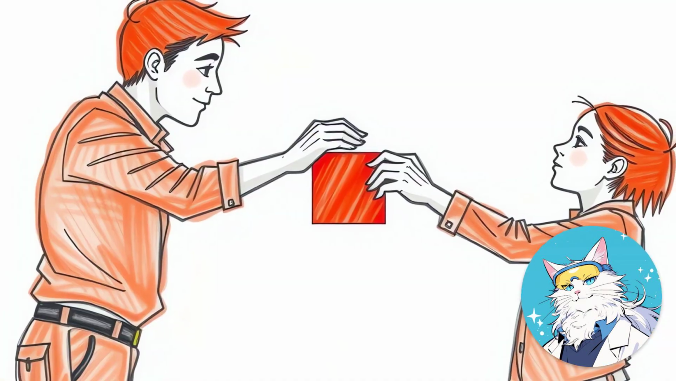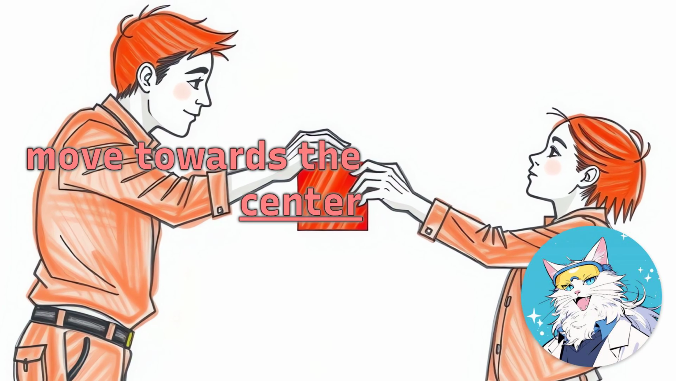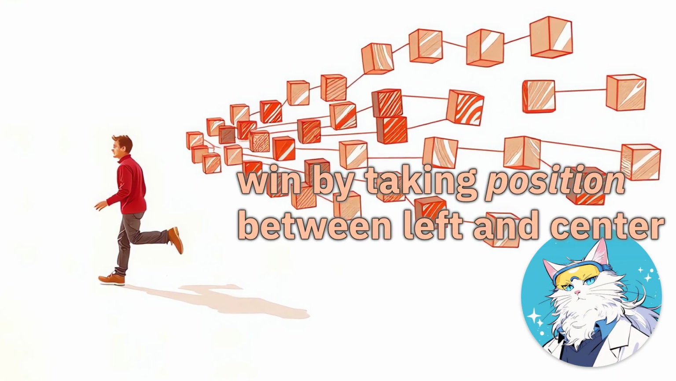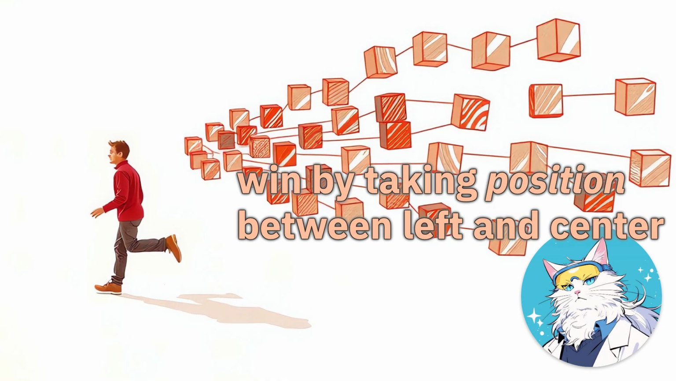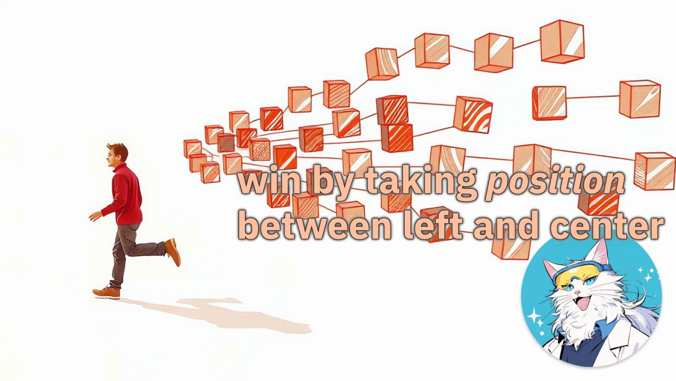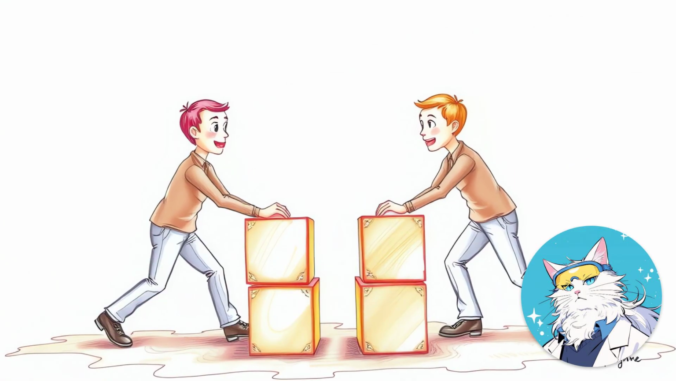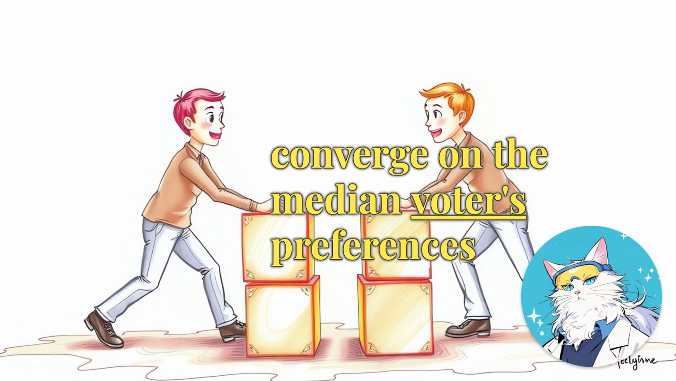Why? Because in a two-party system, each party has an incentive to move towards the center to capture more votes. If Party A takes a far-left position, Party B can win by taking any position between Party A and the center, thus capturing all the centrist and right-leaning votes. This pushes both parties towards the middle, where they converge on the median voters' preferences.